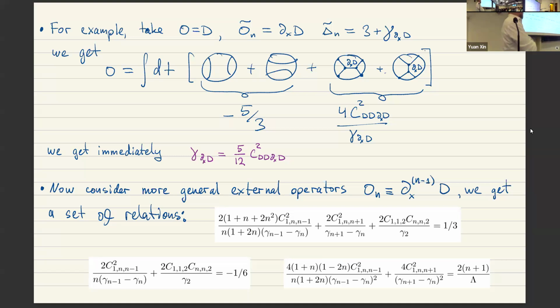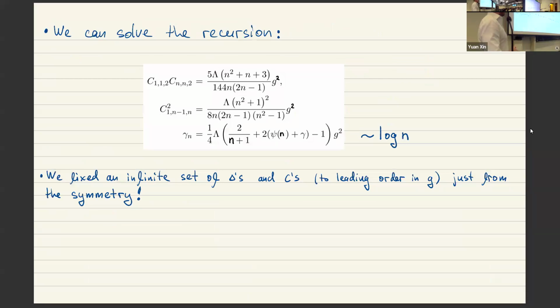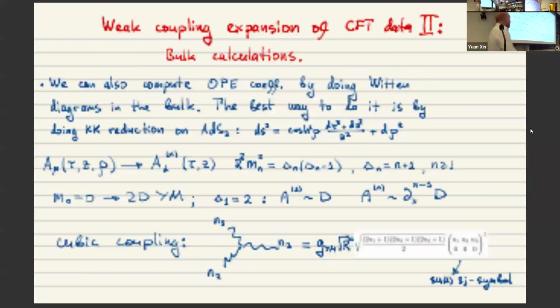Now you can do other external operators. Turns out you have infinitely many constraints. You don't need to absorb this formula. You get infinitely many constraints of this form. Turns out that you can plug it in and solve this recursion relation and fix an infinite set of OP coefficients and anomalous dimensions, okay, to leading order in g without doing any actual perturbative calculation, just from current algebra.